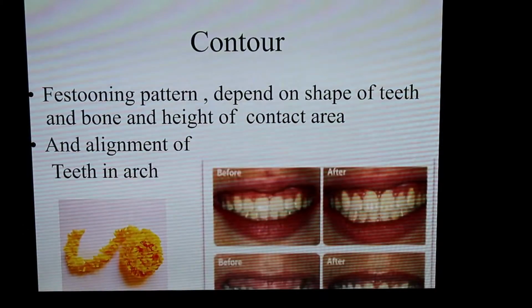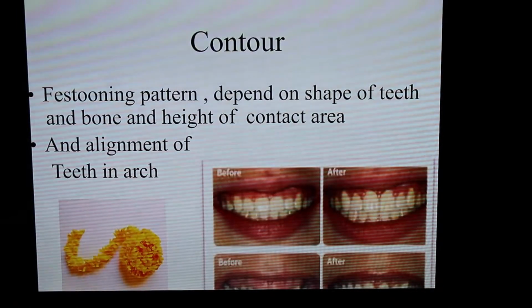Now, contour of gingiva, which I was describing in the previous slide. It is considered a festooning pattern. What is festooning? You hold any string or garland between two points and just hang it. The pattern which will be formed is like this. It is called festooning. I think it may be clear. And this festooning pattern of gingiva depends on the shape of the teeth, bone, and height of the contact area.